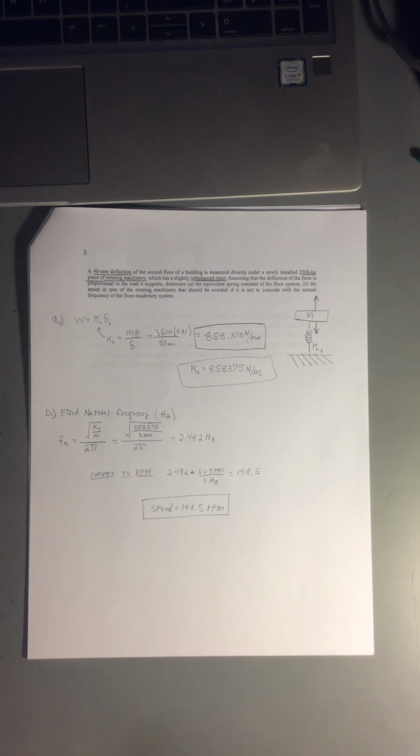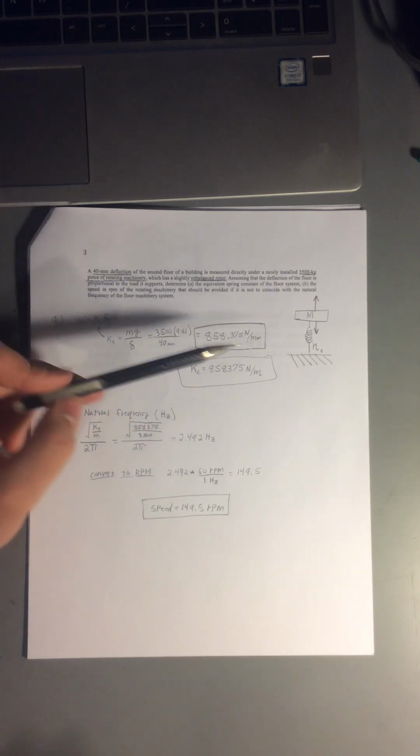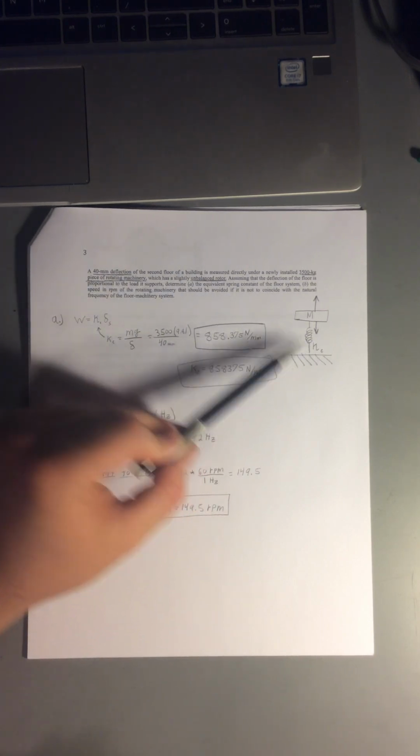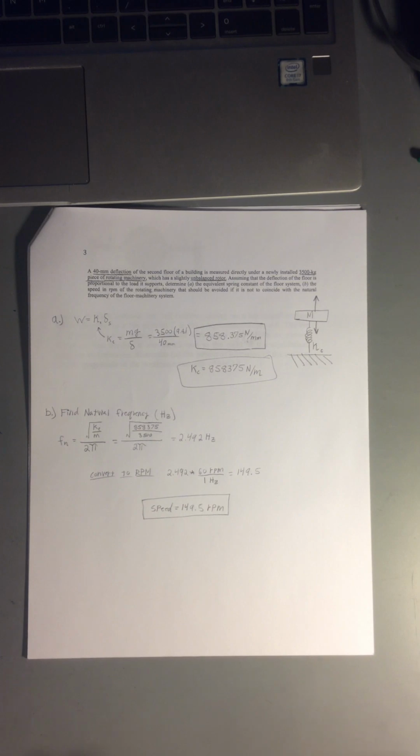The first thing the problem wants us to find is an equivalent spring constant of the floor system. So if there was a spring that was causing this oscillation, then what would the equivalent spring constant be that would cause that? To start with, I just drew a quick diagram here that shows the mass in that equivalent spring with the constant K that we're trying to find.